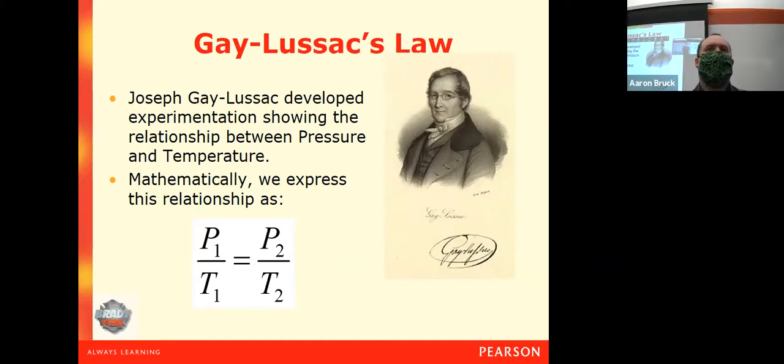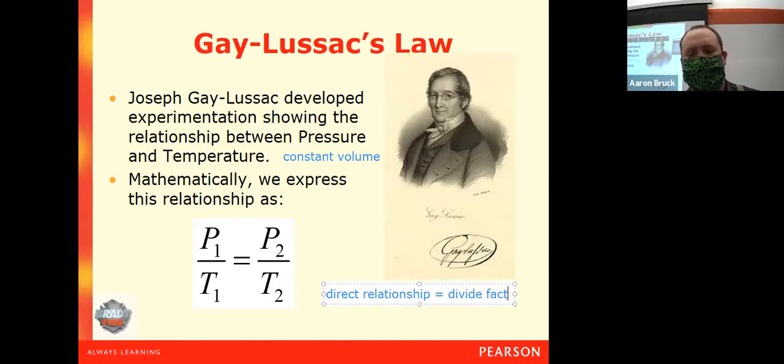So we've talked about the other two parameters kind of balanced against each other: pressure, volume, volume, temperature. The only combination that's missing is pressure, temperature. And once again, we can see two things. First of all, this has to be done at a constant volume. And second, we can see that this is a direct relationship, because we can see that the factors are being divided.